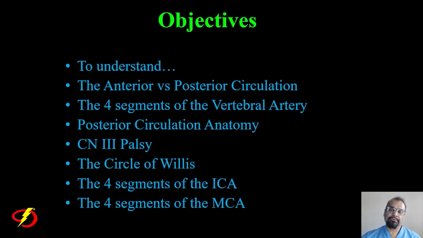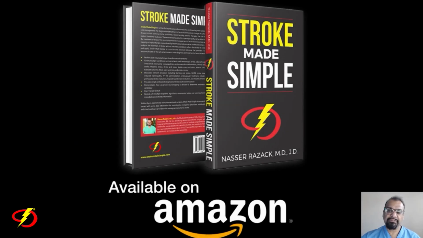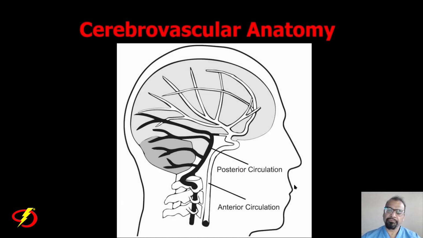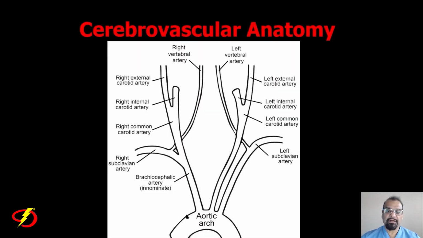And we're going to go through a lot of material here, but you don't have to take notes. This information is all in the book. This is chapter 4 from the book Stroke Made Simple. So basically, when we talk about cerebrovascular anatomy, there's two parts. There's an anterior circulation that supplies the anterior portion of the brain, and a posterior circulation that supplies the posterior portion of the brain. So we're going to start off with where all these vessels arise from.